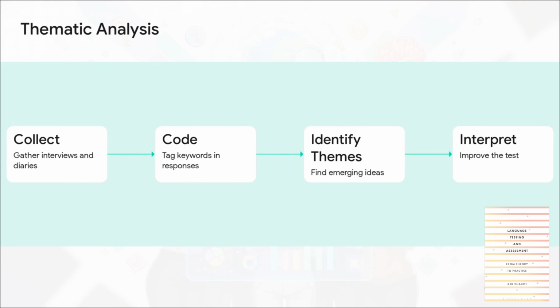I genuinely love getting that kind of verbal feedback, but how on earth do I organize all those messy, unstructured comments from my students without losing my mind? That's where we use thematic analysis. It's just 4 steps. Step 1, you collect your data, whether that's interviews or diaries. Step 2, you code the responses, basically tagging the important keywords. I'm guessing step 3 would be identifying the broader themes from all those codes, right? Precisely. And finally, step 4, you interpret those findings to physically revise and improve your test. It's a structured way to turn highly subjective feedback into concrete, actionable data.